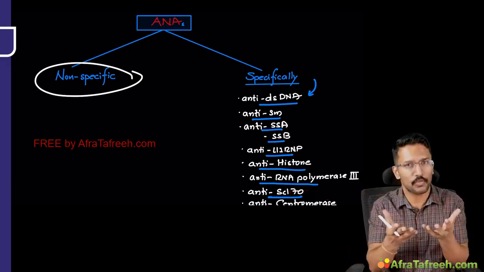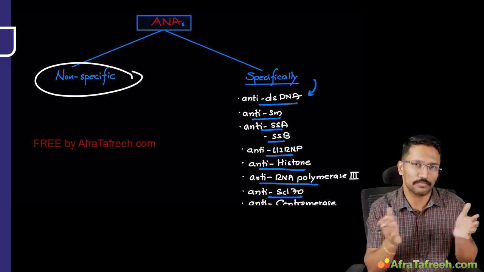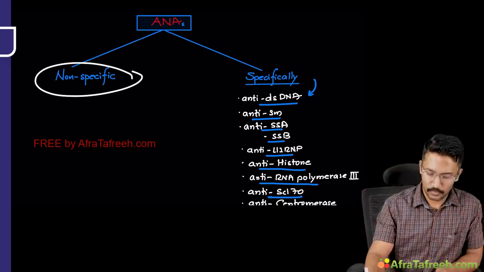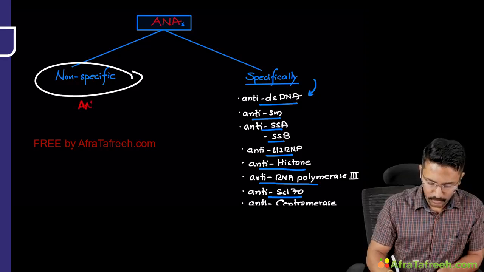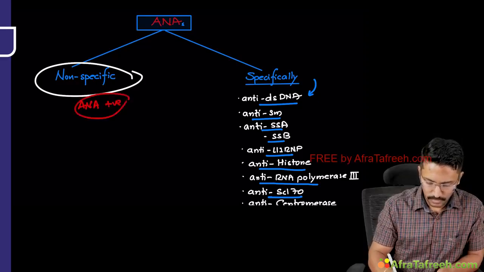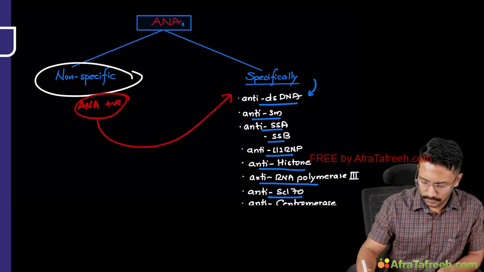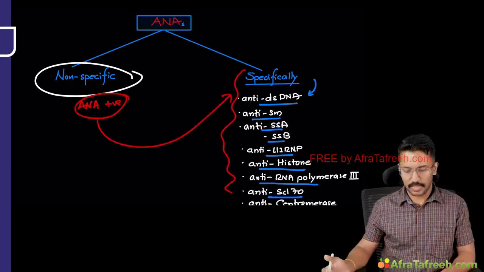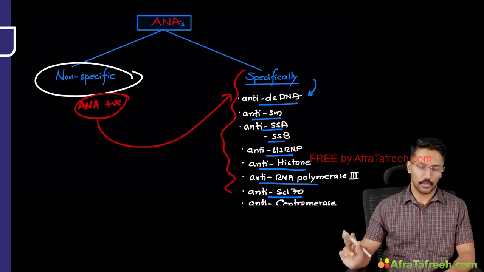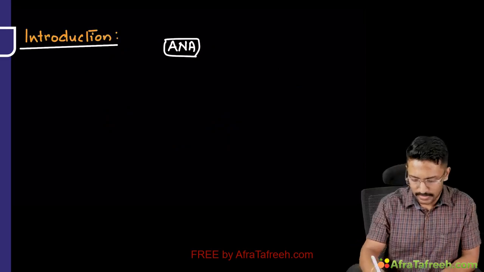Centromeres are also part of the chromatin, right? They are inside the nucleus. So they are all ANA. So once my ANA test comes positive, I want you to know which specific of these ANAs we are talking about, right? Okay, so first let us talk about the ANA test itself.